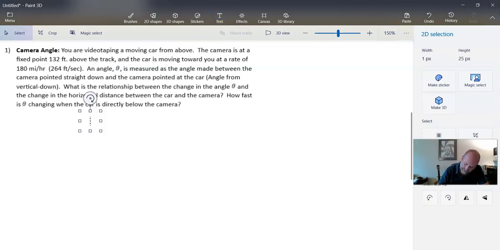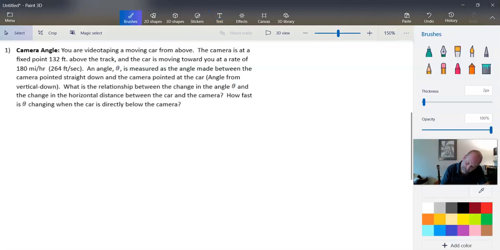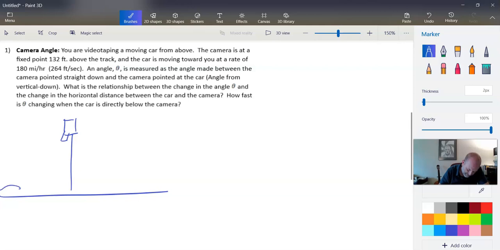Let's start by turning on my brush. Okay, so we got a camera. Let's just say this camera is pointed downish. I swear that's a camera. Okay, so we have a straight down angle. Here's our track. Here's our car, right? Vroom, vroom. We'll assume that's a car.